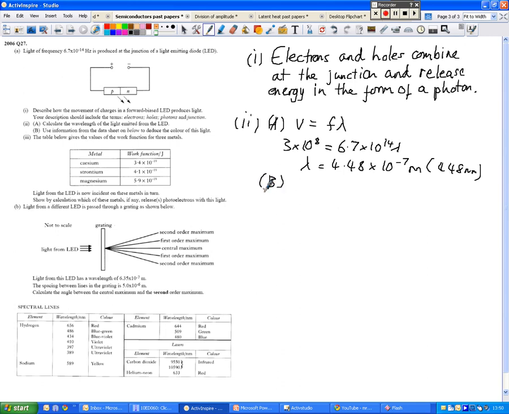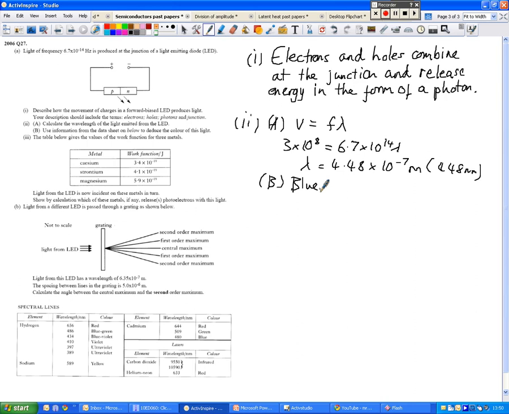B. Use information from the data sheet below to deduce the colour of this light. So you're looking at something that's around 450-ish nanometers. 434 is sort of blue-violet, and 410 is violet, so it's somewhere within the blue region. Blue-green is 486, so it's between blue-green and blue-violet, so it's probably just going to be blue. Blue would be fine as an answer there.